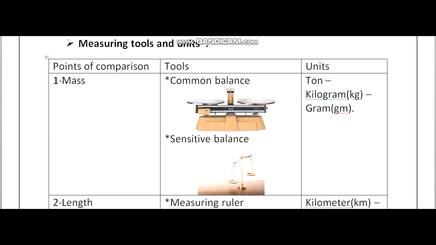Number 1, ton, to measure the large or the very large masses like petrol, like oil, like iron. Number 2, kilogram is the measuring unit of large masses like vegetables and fruits. Number 3, gram. Gram is the measuring unit of the small masses like gold and silver.